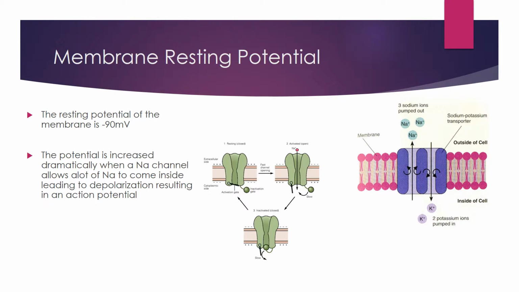Membrane resting potential. The resting potential of the membrane is negative 90 mV. The potential is increased dramatically when an Na channel allows a lot of Na to come inside, leading to depolarization resulting in action potential. So basically, the picture all the way to the right shows how this process works.